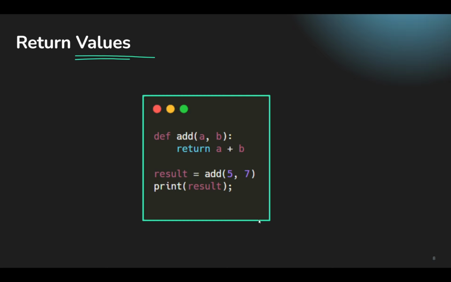Sometimes we want a function to give us something back. That's what the return keyword does. Here, the function adds 2 numbers and returns the result, which we can store in a variable or use later. This is one of the key ideas that makes your program more modular and powerful.